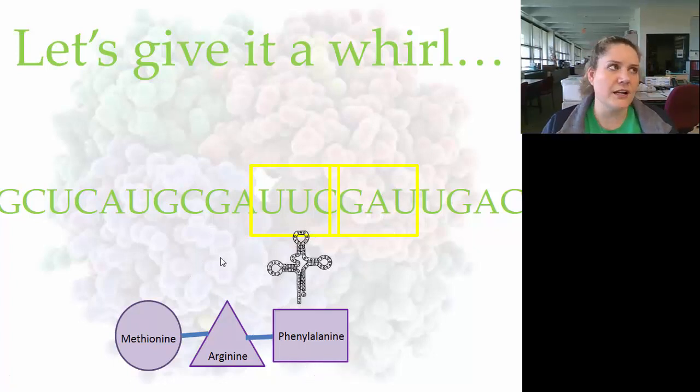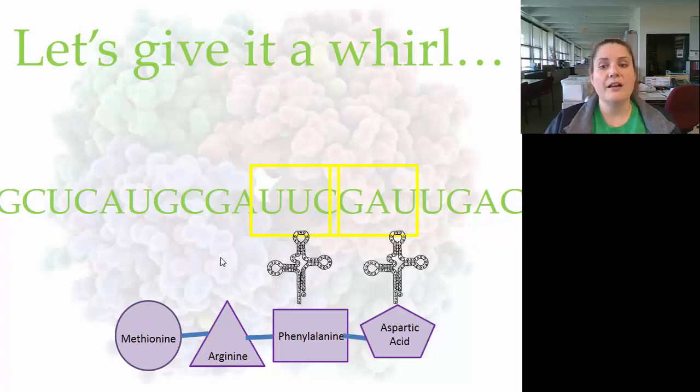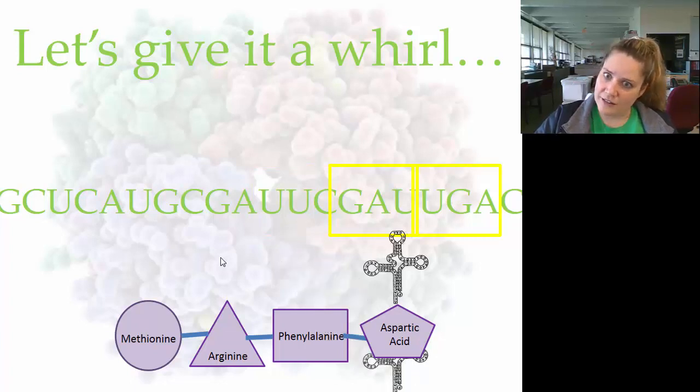GAU, you know the routine. What is the tRNA anticodon? Excellent. And what's the amino acid? Good. Aspartic acid. We saw that one before. Okay, now the ribosome is going to move down. Okay, the tRNA is going to leave.